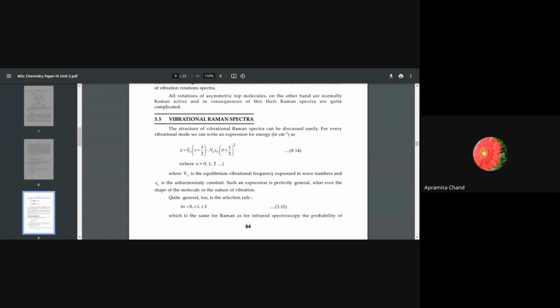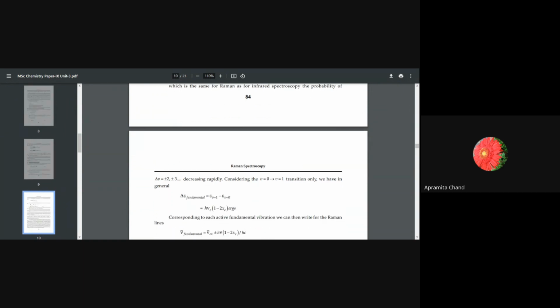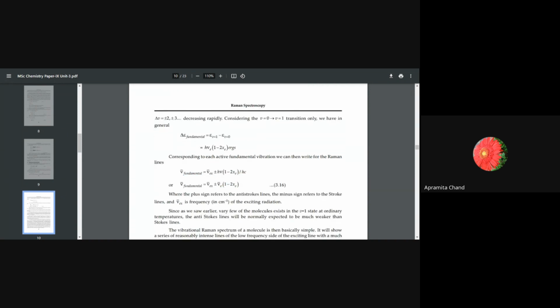And the selection rule is delta n equal to 0, plus or minus 1, and plus or minus 2. This remains the same for Raman as well as IR. So if you have one particular fundamental frequency where the transition is n equal to 0 to n equal to 1, then the fundamental vibration is this much.